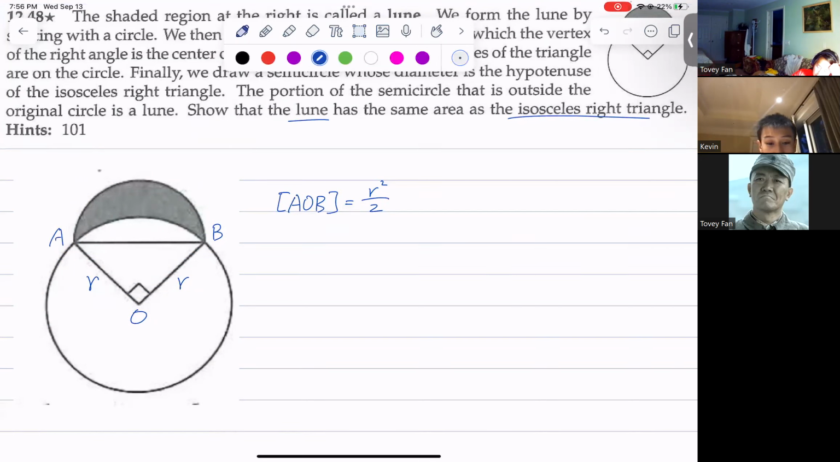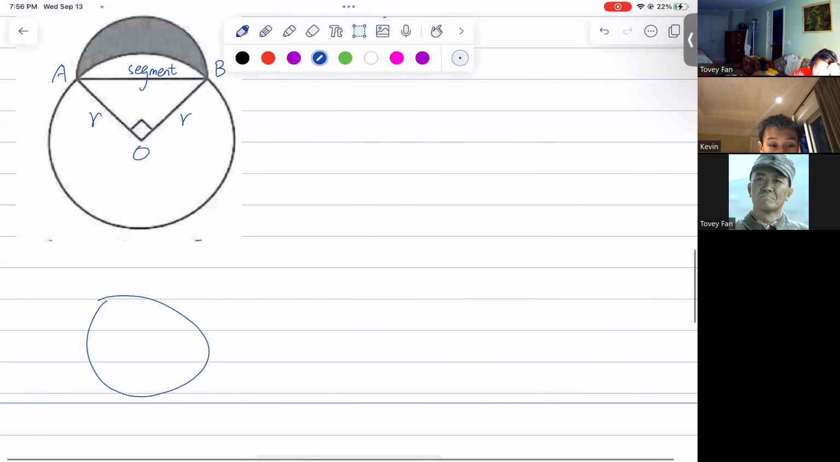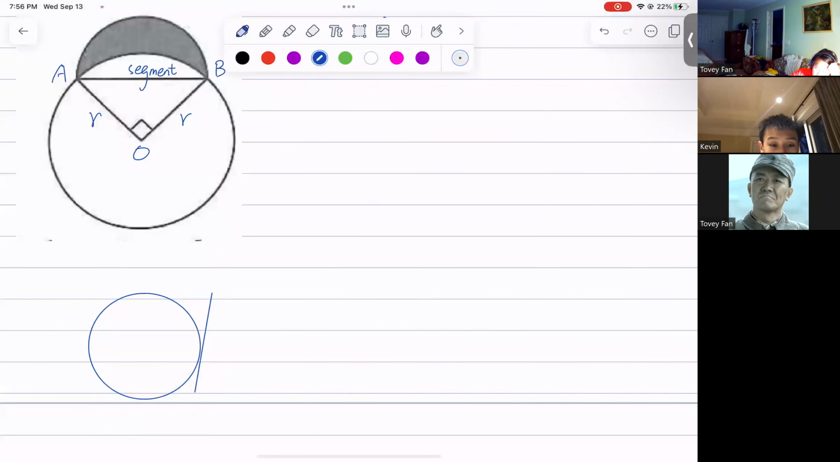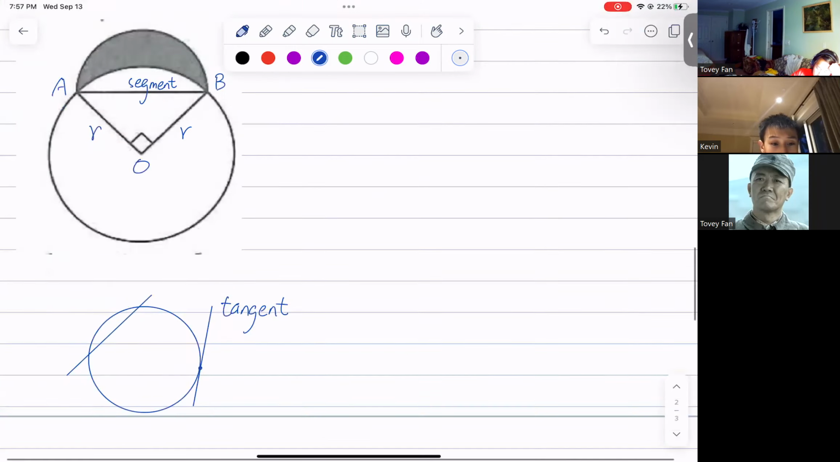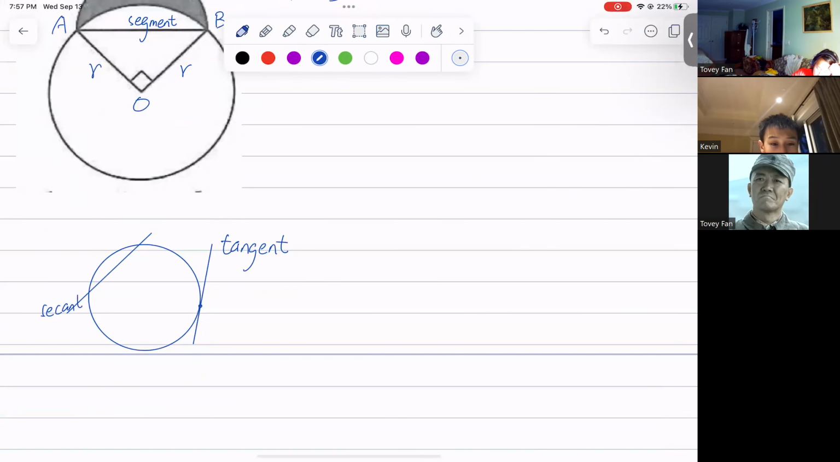Yeah, this part is called a segment, okay? Do you remember all these words? Circle, right? A line touches it, it's called what? A line that touches a circle is called a tangent, right? The point of tangency. A line that cuts through it is called a secant, remember? If you only take the line segment, not a whole line, it's called a chord, right?